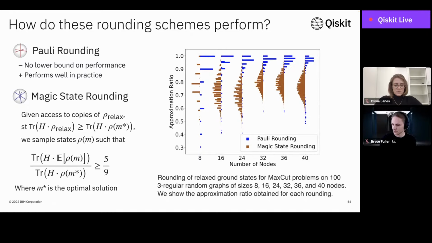You'll note that you see some noise around here, around 0.5, which again is indicative of the fact that Pauli rounding doesn't actually have any sort of analytical guarantees on how well it will perform. Even though it seems to do well in practice, you can show that there will still remain some number of cases where it fails.